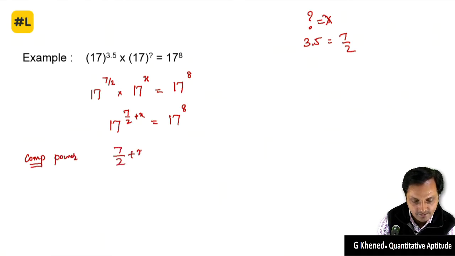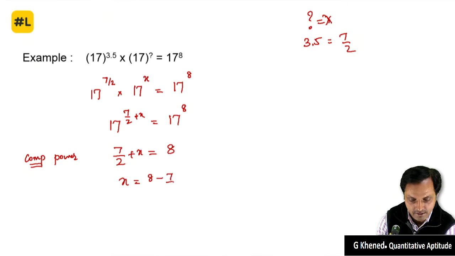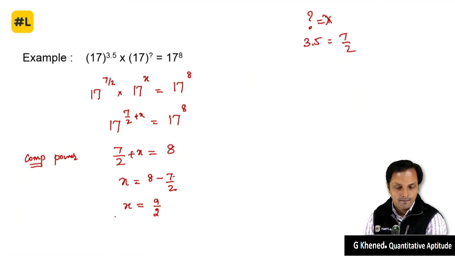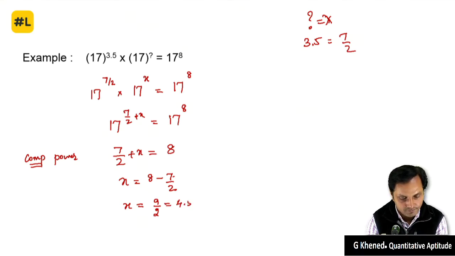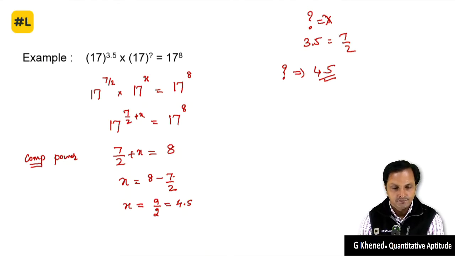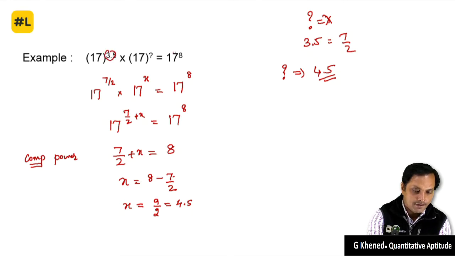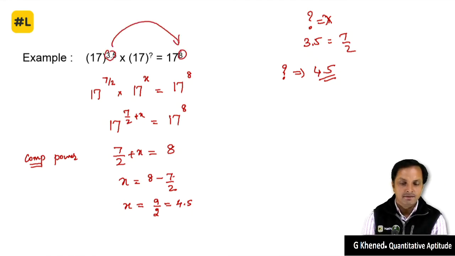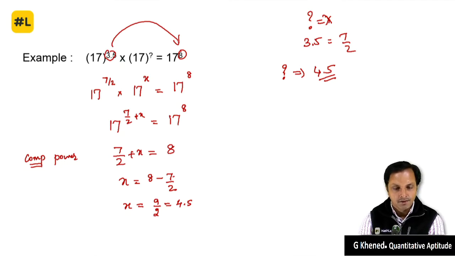7 by 2 plus x is equal to 8. What will x give you? 8 minus 7 by 2. 16 minus 7 is 9 by 2. Therefore in place of question mark you should have 4.5. Or in simple you can do, take the power as 8 minus 3.5, that should give you 4.5.